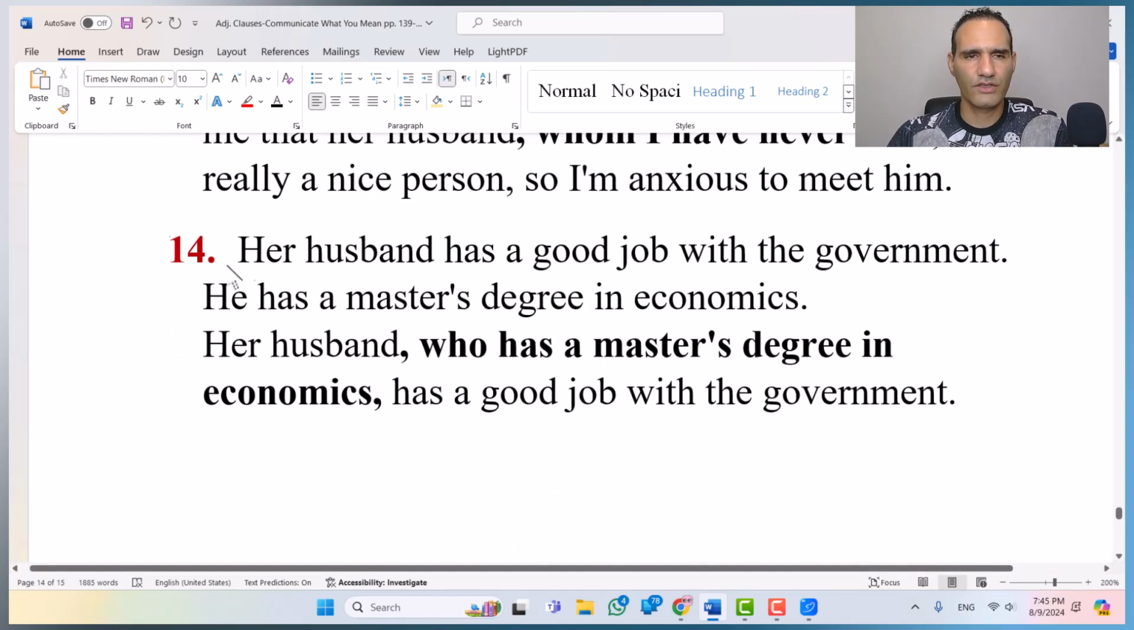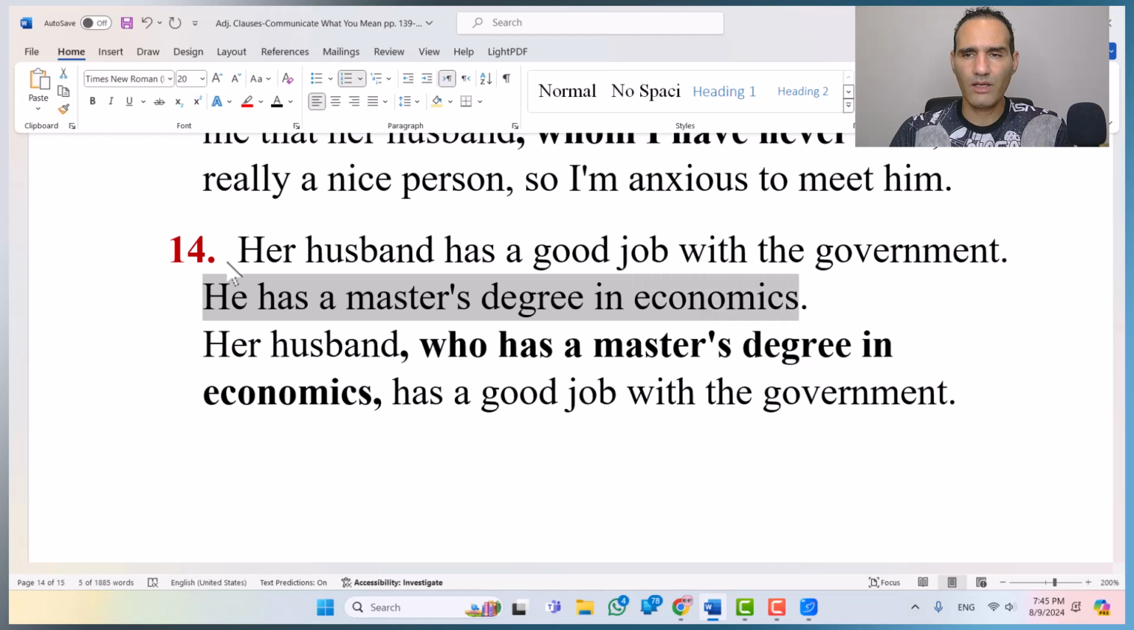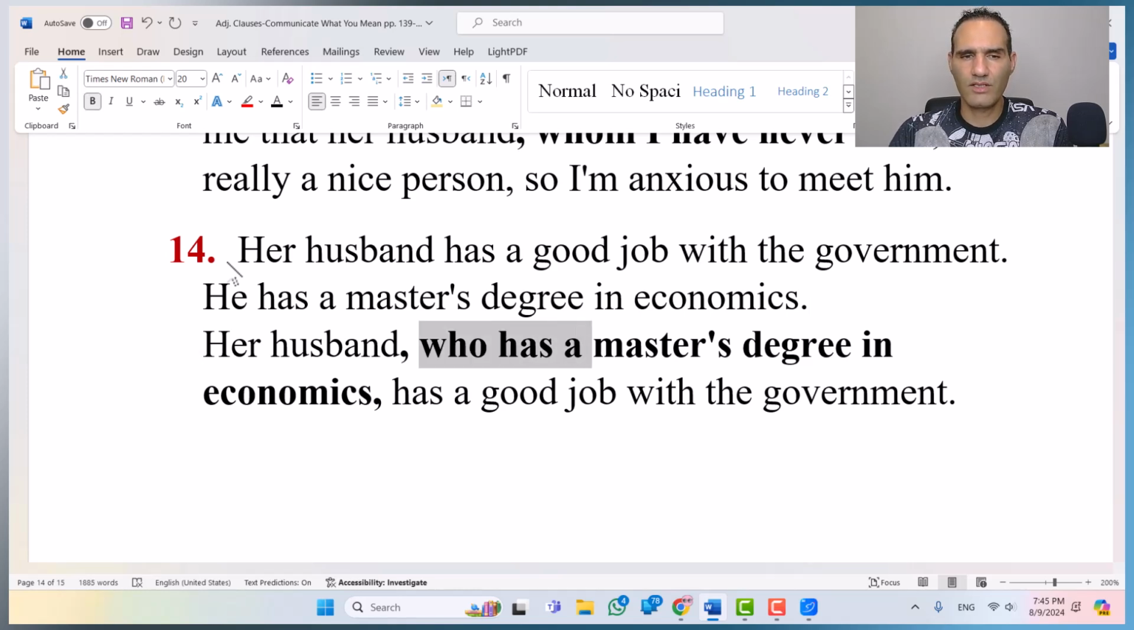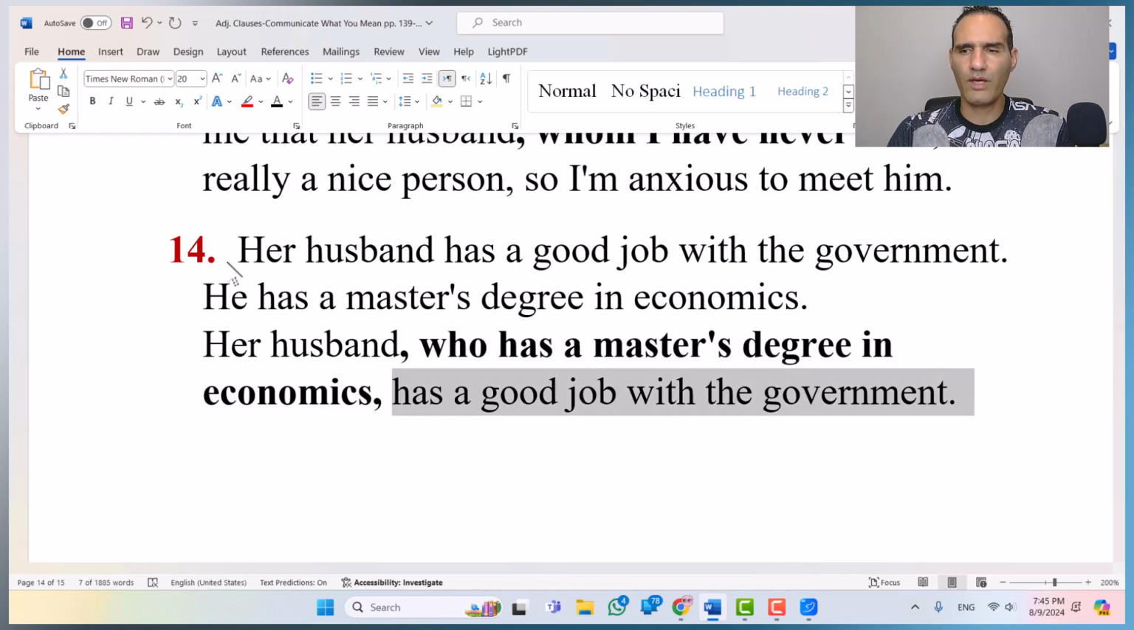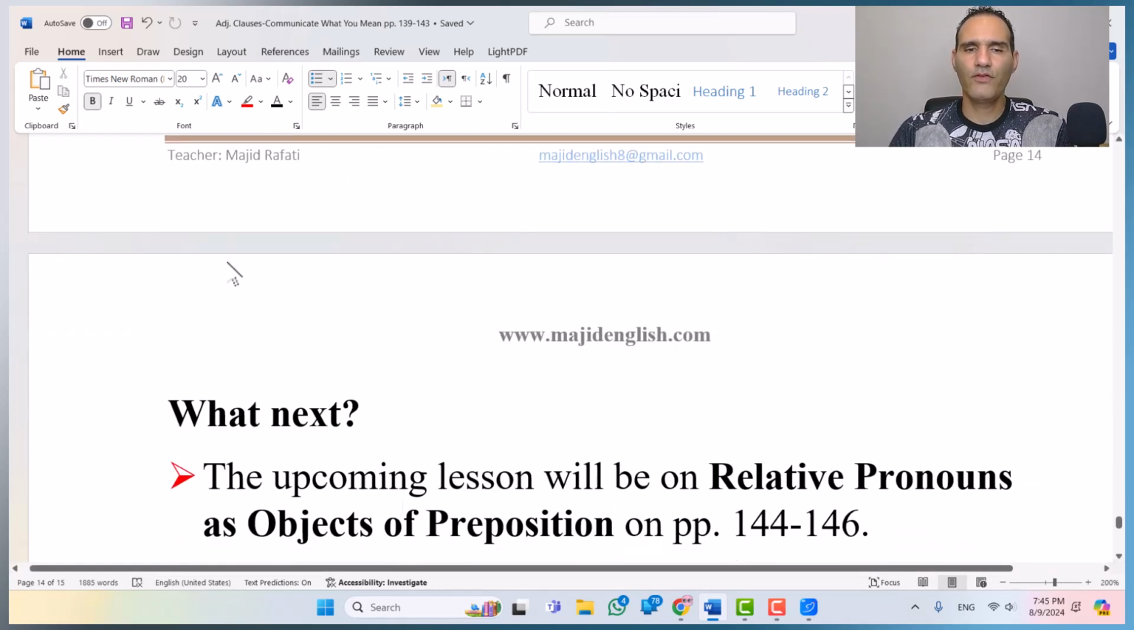And the 14th: her husband has a good job with the government. He has a master's degree in economics. So it is master's with an apostrophe, yes, master's degree: bachelor's, master's, and PhD. Economics with the final S, we talked about it. Her husband, who has a master's degree in economics, has a good job with the government. The 2 commas surely are necessary here, just 1 husband. You got it? Finito. So what's next?